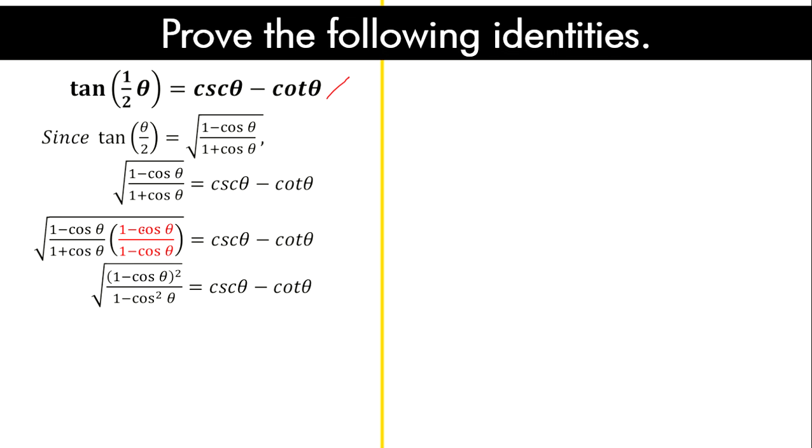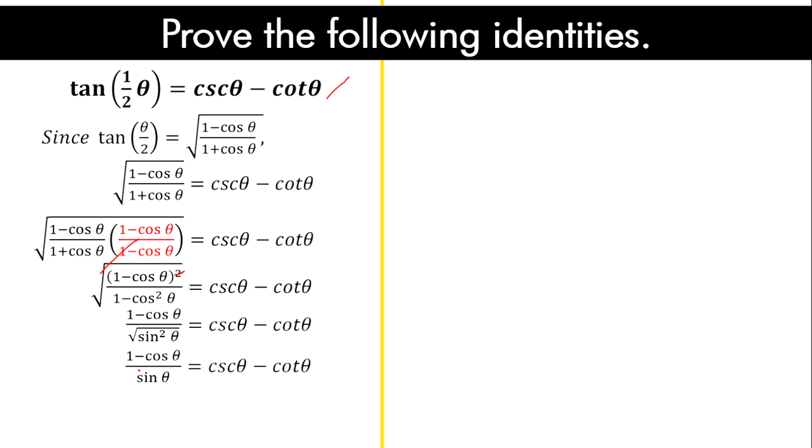So with that, we'll have the square root of 1 minus cosine theta squared in our numerator, and in our denominator, this is the difference of two squares, 1 minus cosine squared theta. The square root of 1 minus cosine theta squared is just simply 1 minus cosine theta. And then 1 minus cosine squared theta is just simply sine squared theta, from the derivation of the Pythagorean identity. And the square root of sine squared theta is just simply sine theta. So we'll have 1 minus cosine theta over sine theta.